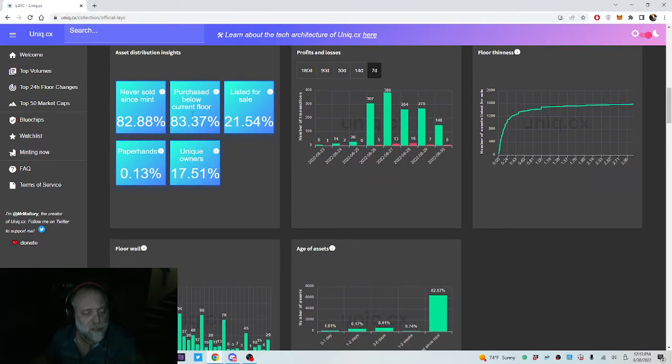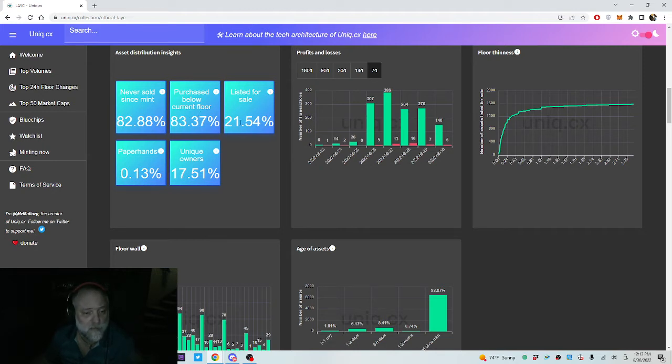Asset distributions. This is the one where I was talking about how it shows the amount of people that have never sold since the mint. This one has 82% of the people holding, which is very nice. 83% of the people have purchased below the current floor. So there's a lot of movement going on.